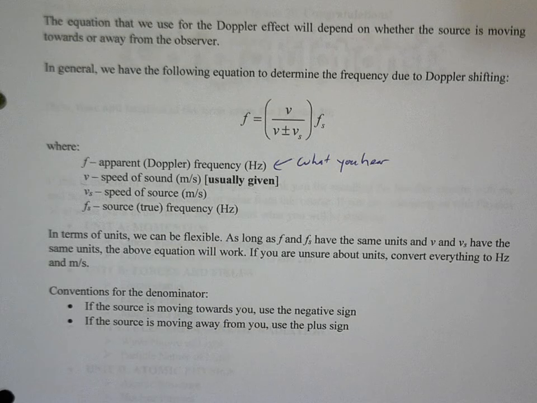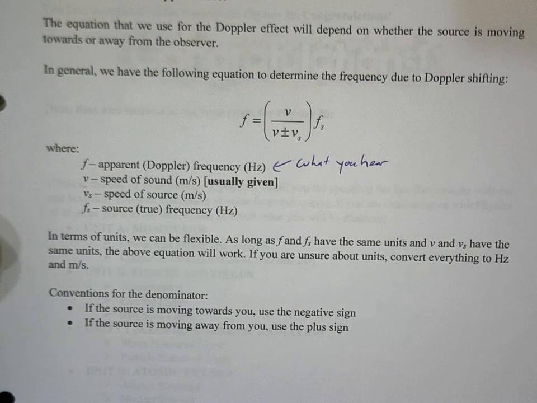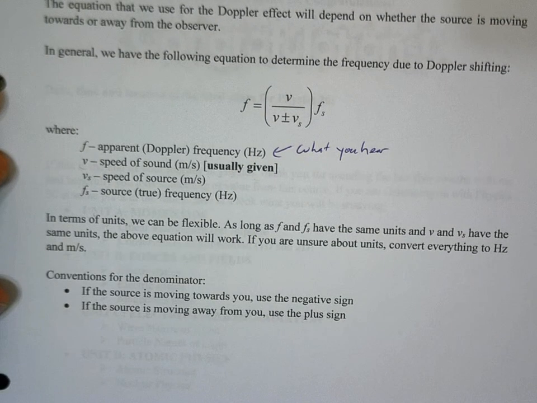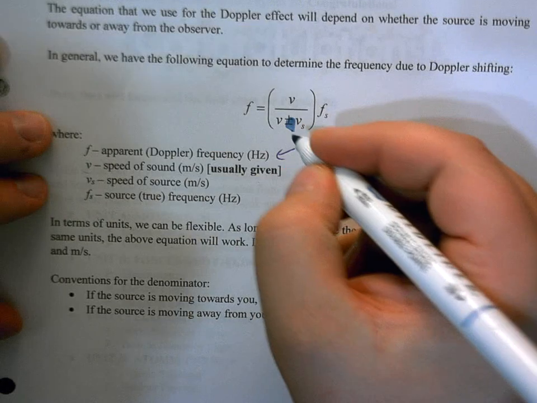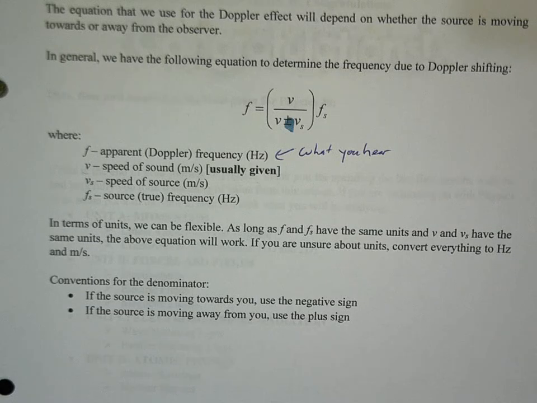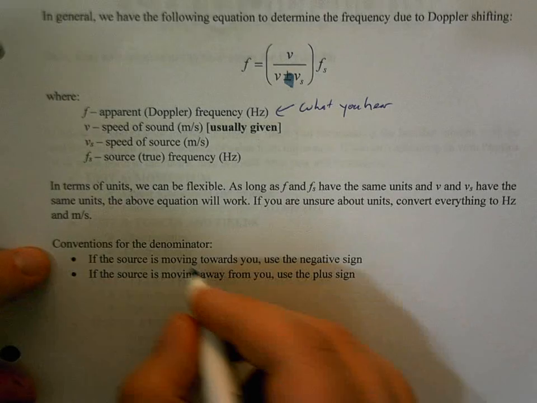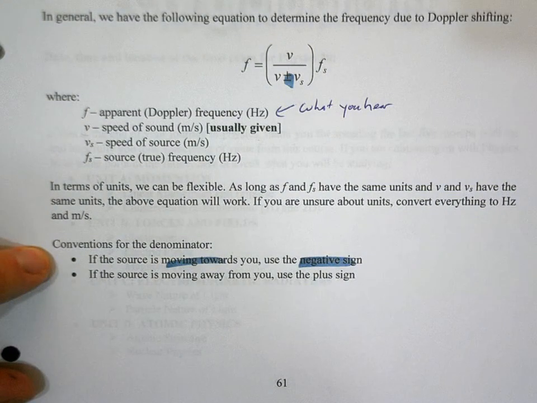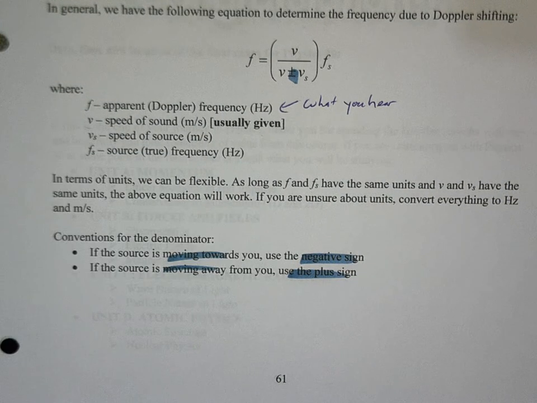Now, we've put units here, but we can be really flexible. As long as the units on F and Fs are the same and V and Vs are the same, we can get away with different units. If you're ever unsure though, keep things in hertz and meters per second. Now, the one thing you may have noticed that's unique to this equation compared to everything else we've learned in Physics 20 is the lovely plus and minus sign in here. When to use the plus and when to use the minus depends on what's going on. If the source is moving towards you, we're going to use the negative sign. If that source happens to be moving away from you, we are going to use the plus sign. This is something that you must be aware of.